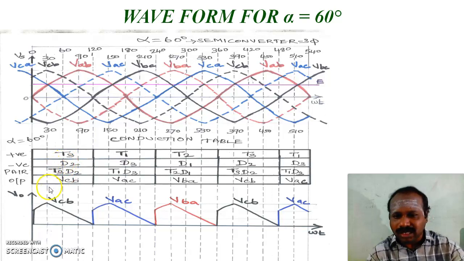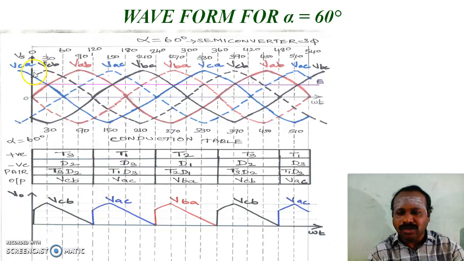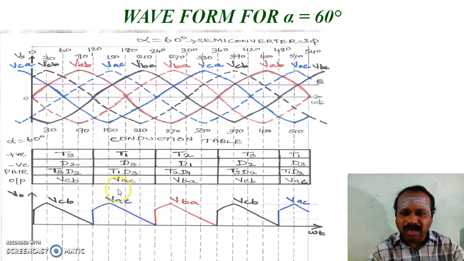This is the conduction table and output voltage waveform for alpha equal to 60 degree. See here, for 60 degree, T3 D2, the output voltage is VCB. It starts at the middle and goes to the highest value, then it reaches 0. See here, it goes to the peak value, then it reaches 0, VCB. Next one is VAC. It goes to the peak value at this point, then it reaches 0 in another 60 degree. So totally each pair conducts for 120 degree. First 30 degree it reaches the maximum, and next 90 degree it reaches the 0 value.